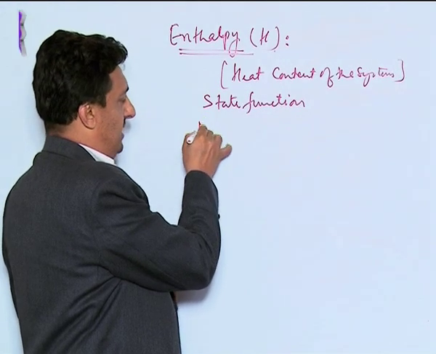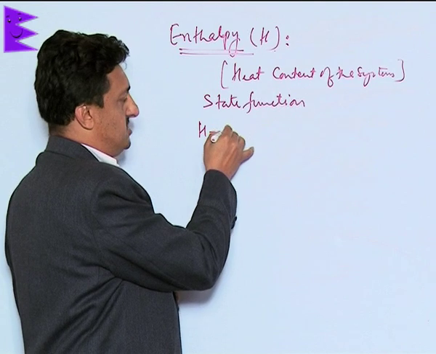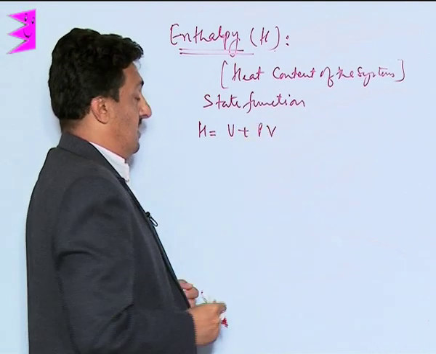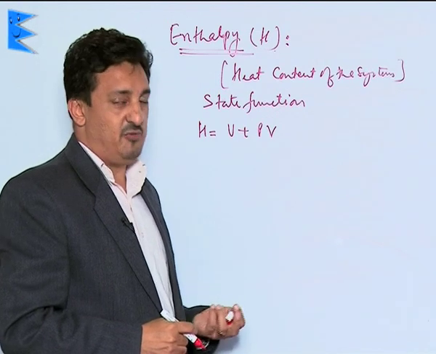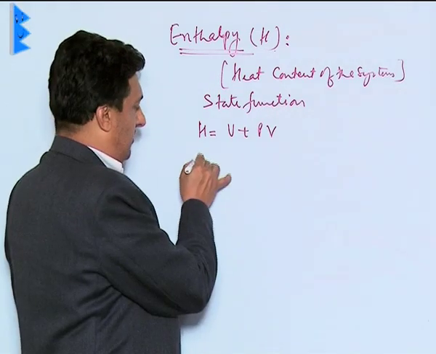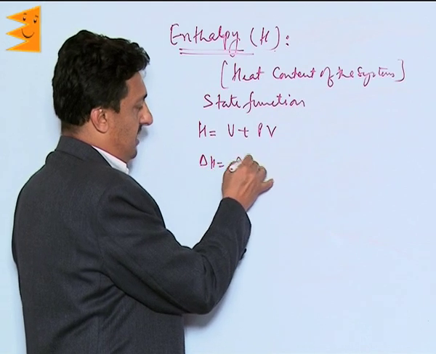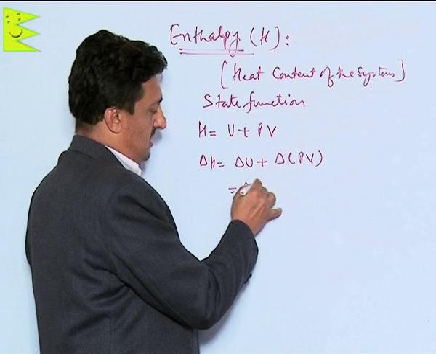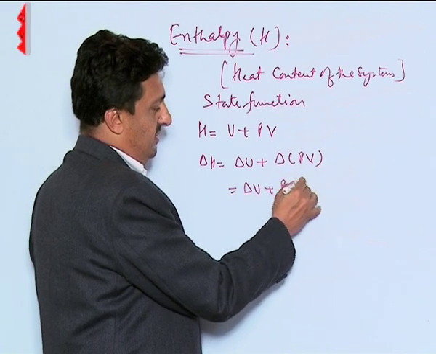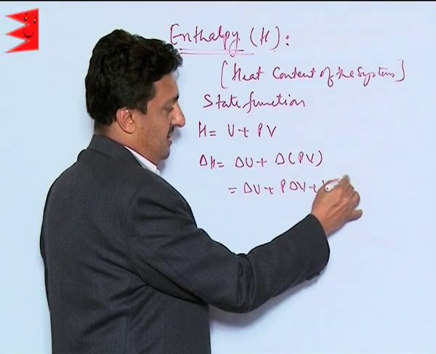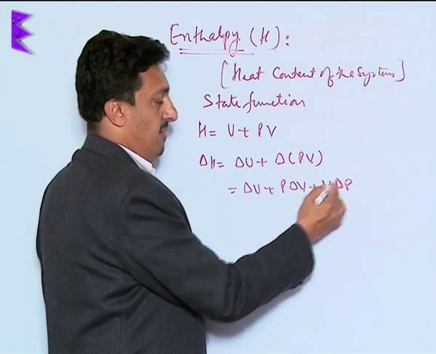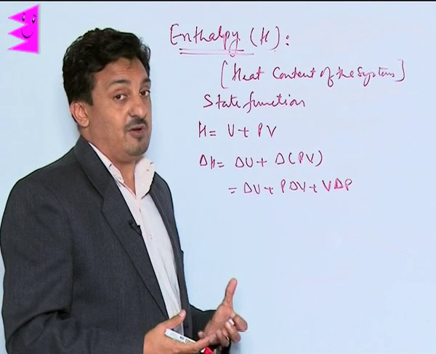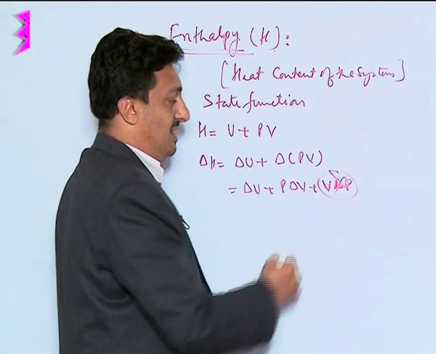And most importantly, mathematically, H is equal to U plus PV. Now, we cannot find out its absolute value. We can only find out the change in its value, and we call it delta H is equal to delta U plus delta of PV, and we know that it will come out to be delta U plus P delta V plus V delta P. And since most of our day-to-day reactions and processes take place at constant pressure, this term has practically no significance.